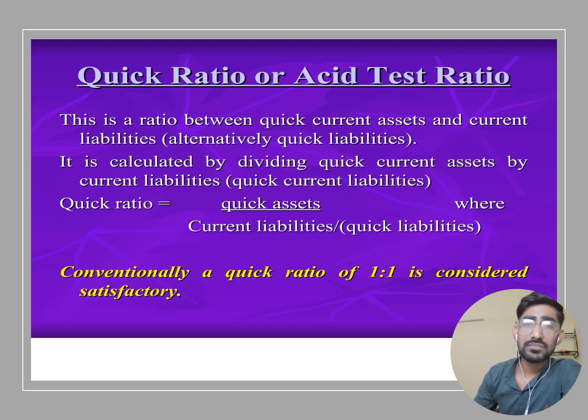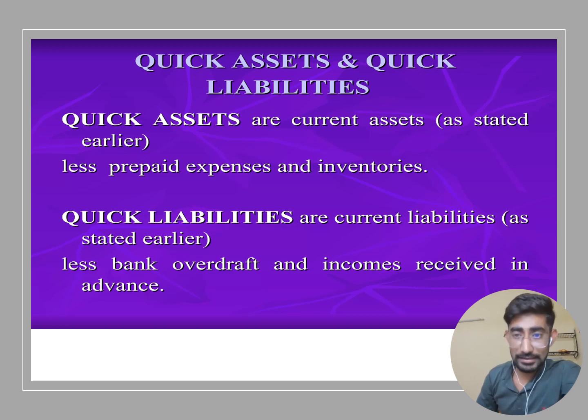So let us understand what is quick asset and what is quick liability. Quick asset means all the current assets minus prepaid expenses and inventories. So these are the two items that should be deducted from the total current asset to get the quick asset. This is easy: just add all the current assets and deduct the prepaid expenses and the inventories. So that comes up to the quick asset.